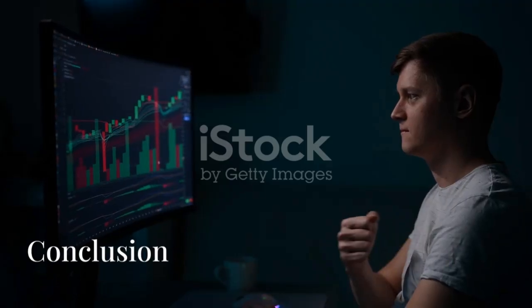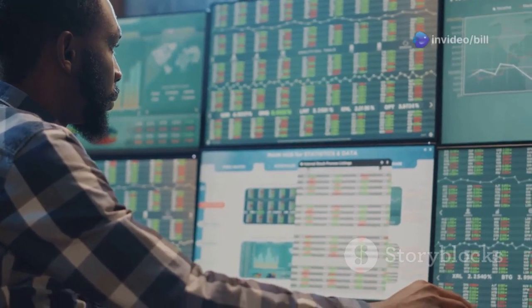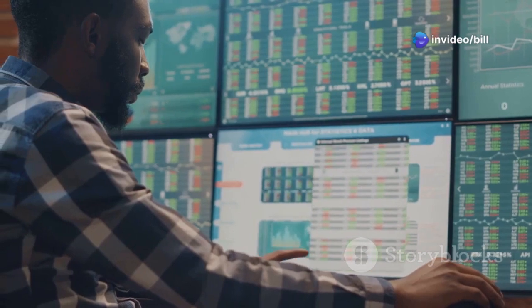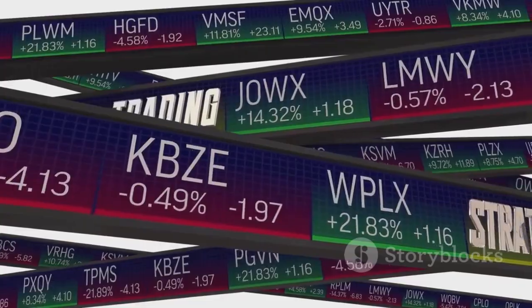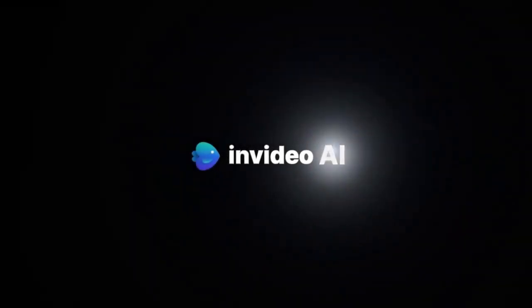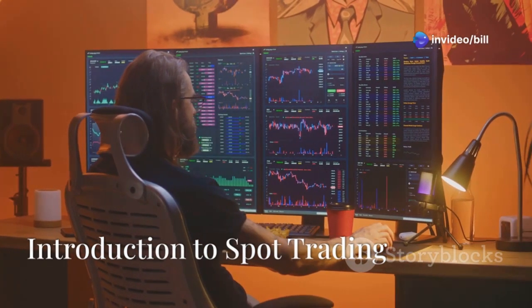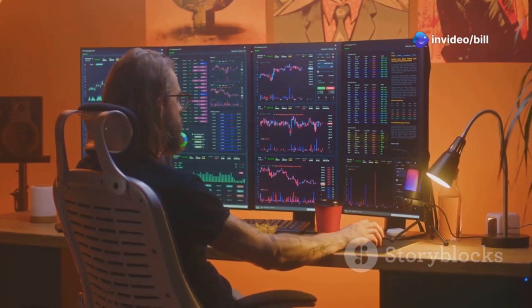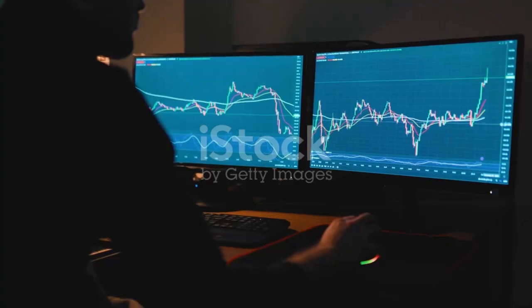Number 5 pro tip, use technical and fundamental analysis. Trading without analysis is like sailing without a compass. Incorporate both technical and fundamental analysis into your strategy. What is technical analysis? This is the use of charts, patterns, and indicators like moving average or RSI to predict price movements. Fundamental analysis assesses the intrinsic value of an asset by analyzing factors like financial performance, news events, and market conditions.